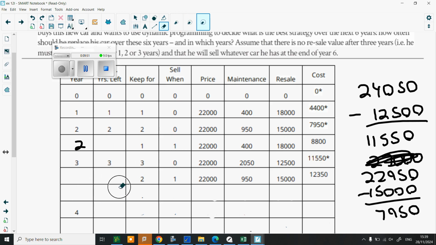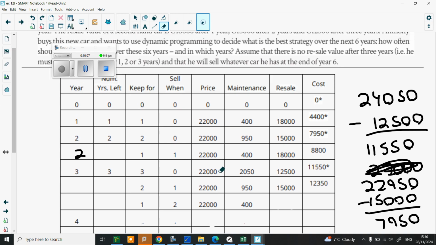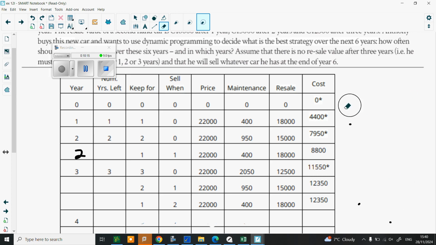What do we think? It's going to be 2 and 1, isn't it? 1 and 2, I mean. 1 and 2. Buy for 22. How many years of maintenance? 1. Resale value? How much? 18 grand. Okay. And our final number will be 12,350. We're expecting that, aren't we? Because keeping for 2 and selling for 1 should be the same thing as keeping for 1 and then selling after 2. Do you get what I'm saying? They should be the same thing. So we're happy enough with that.